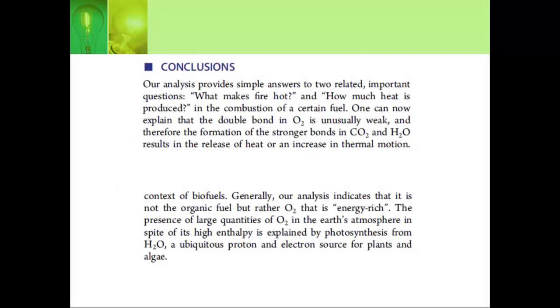So our conclusion is, what makes fire hot, and even how much heat is produced whenever you combust fuel. And what it depends on, again, is not the fuel, it depends on the oxygen. It forms stronger bonds in CO2 and H2O. And generally, our analysis indicates that it's not the organic fuel, but rather O2 that is energy rich. The presence of large quantities of O2 in the Earth's atmosphere, in spite of its high enthalpy, is explained by photosynthesis from H2O, a ubiquitous proton and electron source for plants.